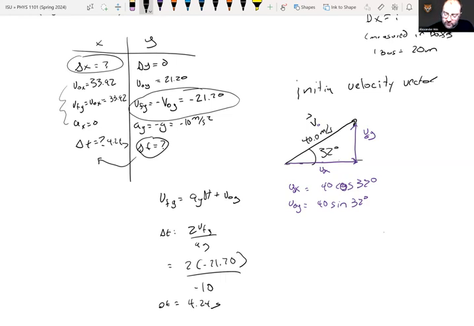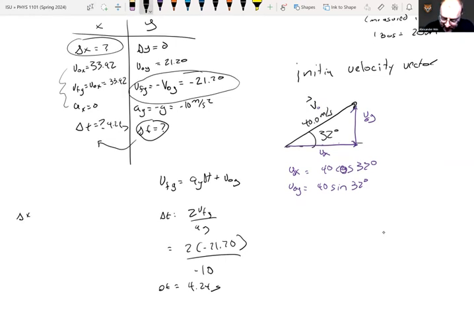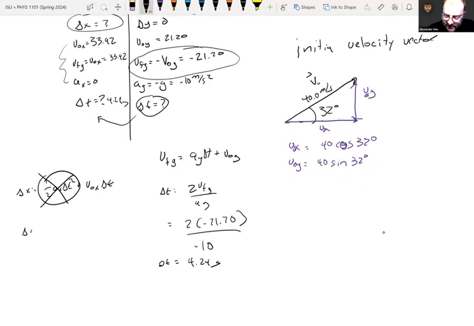Okay. And then from there, what we can do is delta x equals 1/2 a sub x delta t squared plus v naught x delta t. This thing goes away. And from there, we just get delta x equals v naught x delta t. Now, the reason that first term went away is because a sub x was equal to 0. So irrespective of what delta t squared is, that entire term just goes to 0. So from there, that's just 33.92 times 4.24.